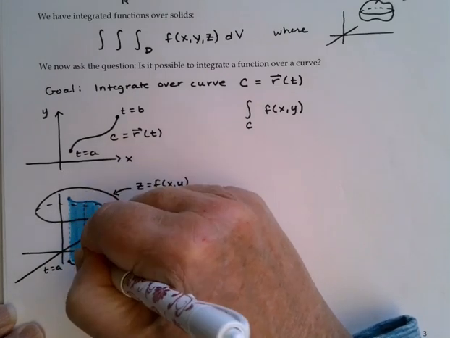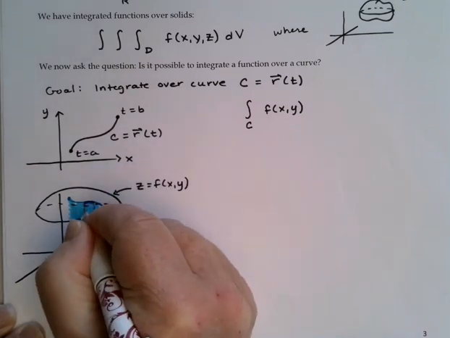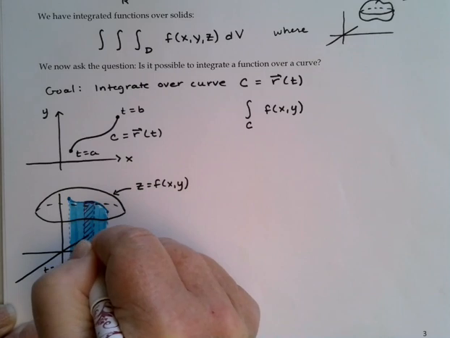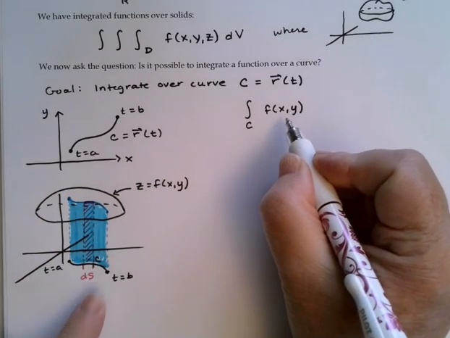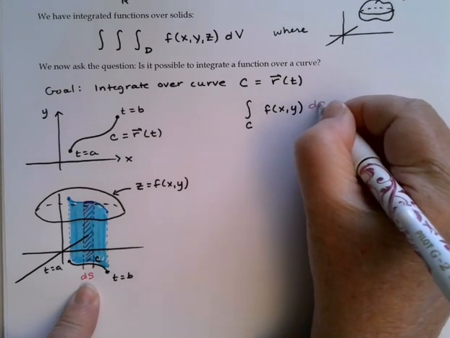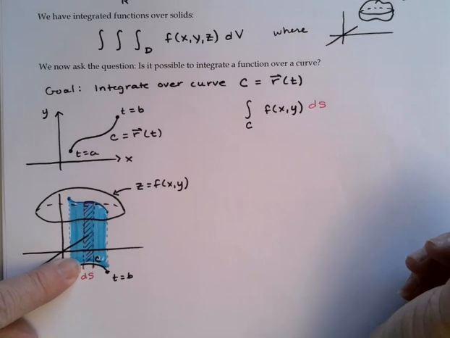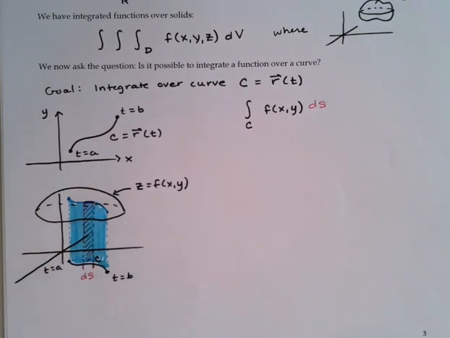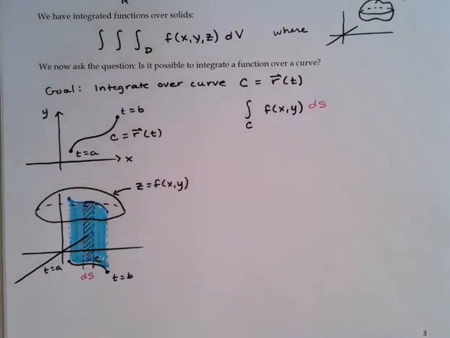And if I follow that little piece up to its corresponding piece up here, and if I multiply the height, f of x and y, times the ds, the base, I've got the area of that rectangle. And again, as I shrink the ds down infinitesimally small, I'll be able to accommodate the fact that it's not truly a rectangle, but a curved surface that I have here. So the differential that applies here is ds.